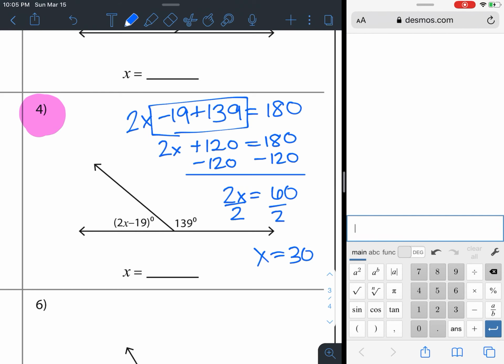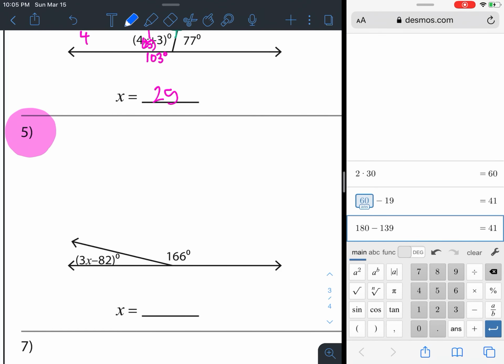2 ways to figure out this other angle. 2 times 30 minus 19. 2 times 30 minus 19 gives us 41. Or we could have just done 180, because that's the whole angle, minus the one they gave us. 41, either way.